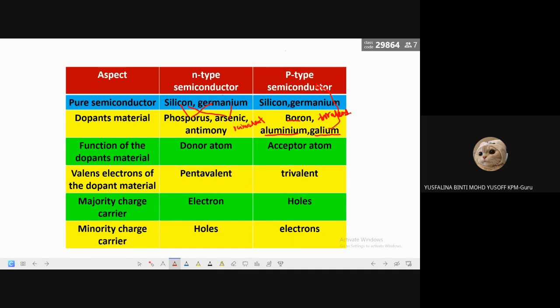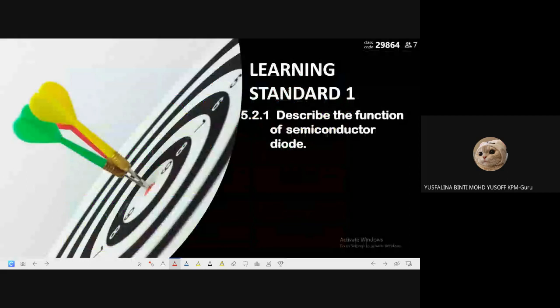So that thing is very important. The diode is very important to change from AC to DC. Because not all electrical appliances can use AC. Some of them have to use DC. So how do we convert from AC to DC? That we will learn in this chapter. All right, so that is finished.